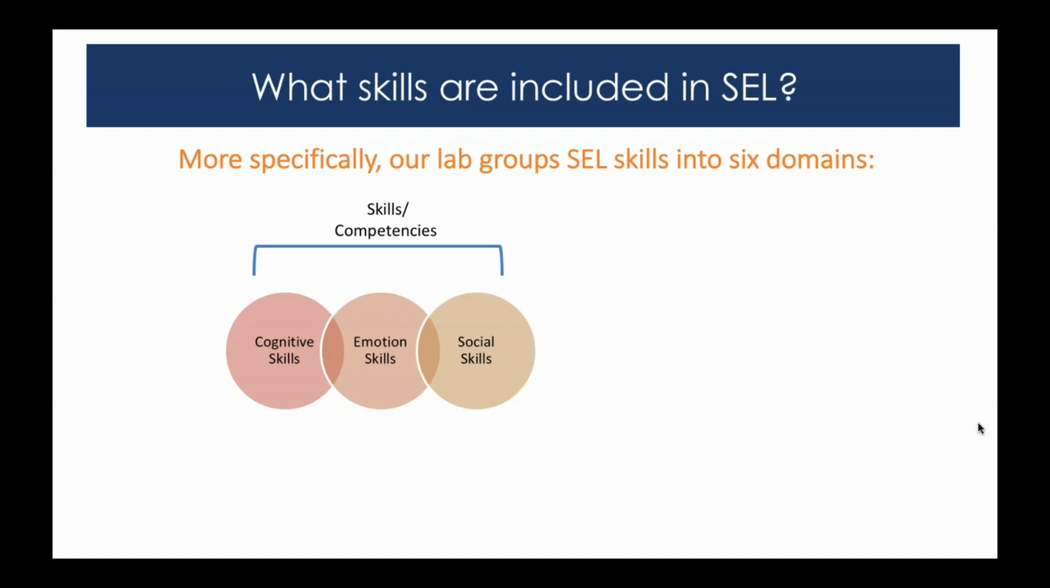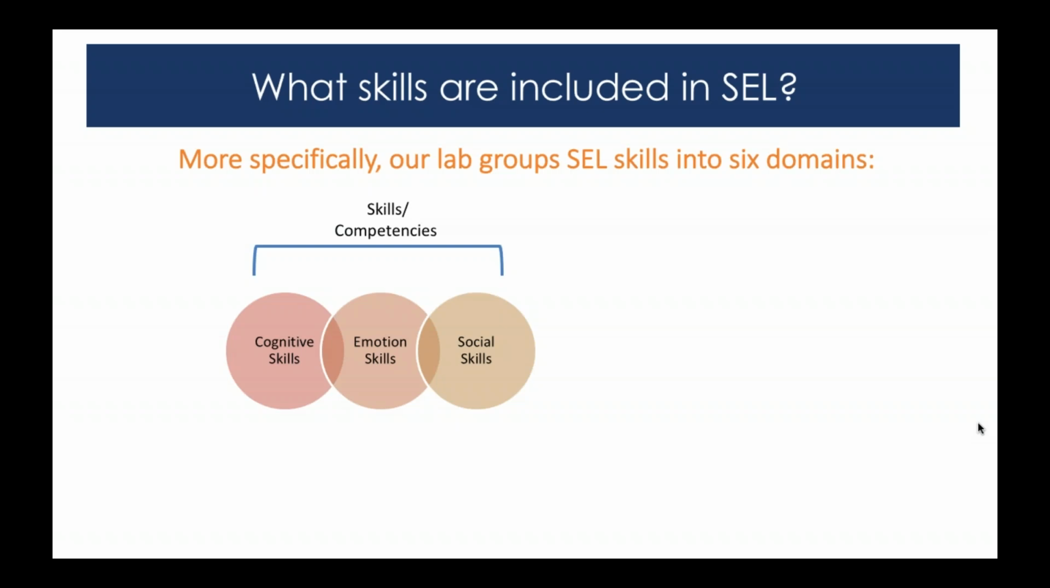And then the third domain here is social skills, which include the body of skills and behaviors that are needed to build positive relationships and get along or work well with others. So that includes things like teamwork and cooperation, treating others with kindness and respect, peaceful conflict resolution, and so forth.